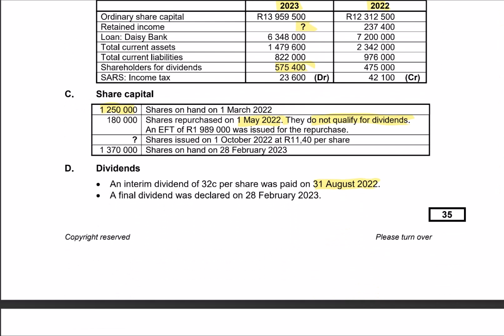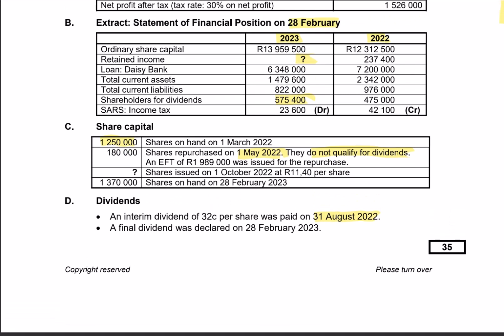If you look at the opening balance for the shares, it is 12,312,000, which is represented by 1,250,000 shares. For us to calculate the average price, remember, you reduce at the average price. So the average price will be 12,312,000.